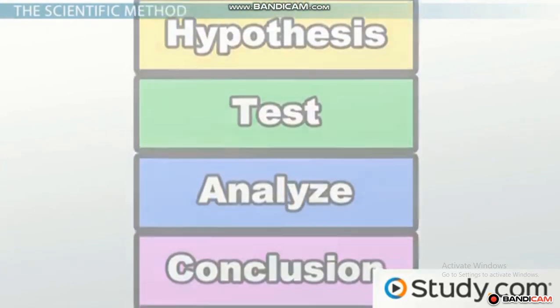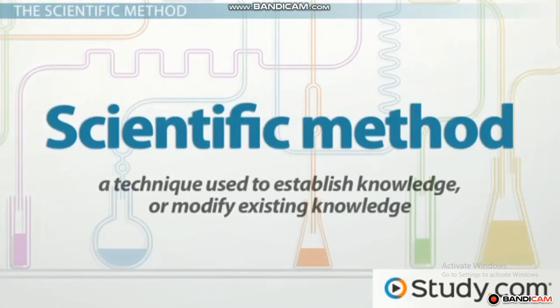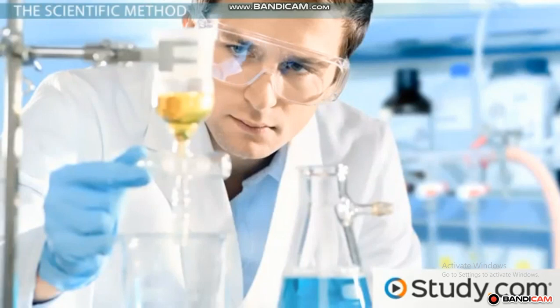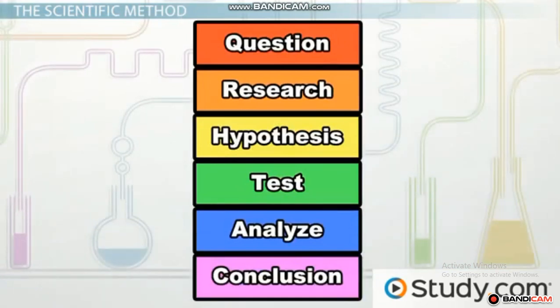We call this the scientific method. The scientific method is a technique used to establish knowledge or modify existing knowledge. The scientific method allows scientists to formulate theories and then test them to determine whether those theories are correct or not. The scientific method involves several steps.